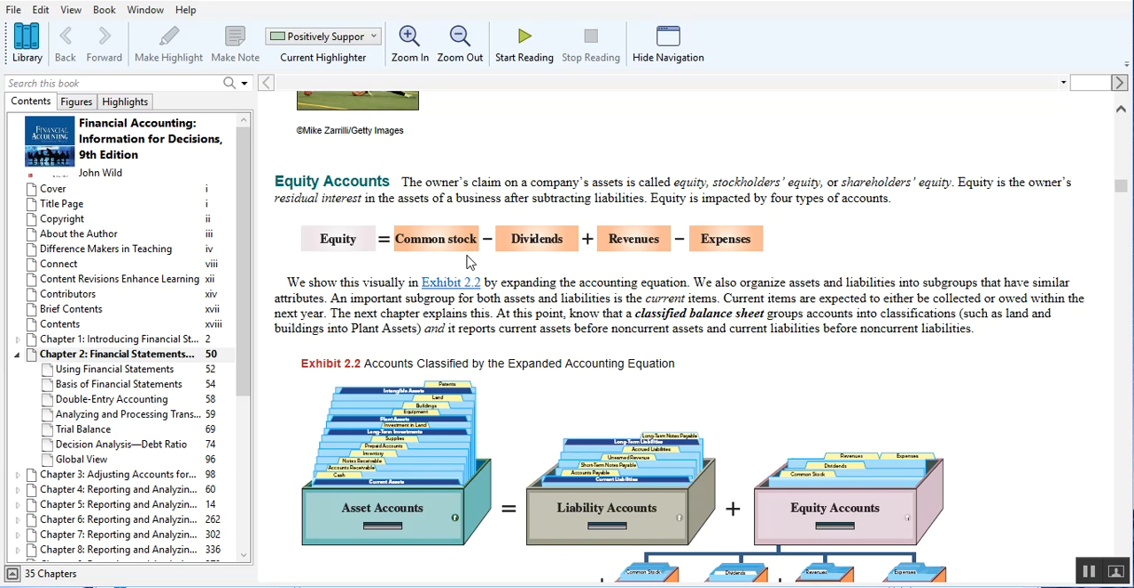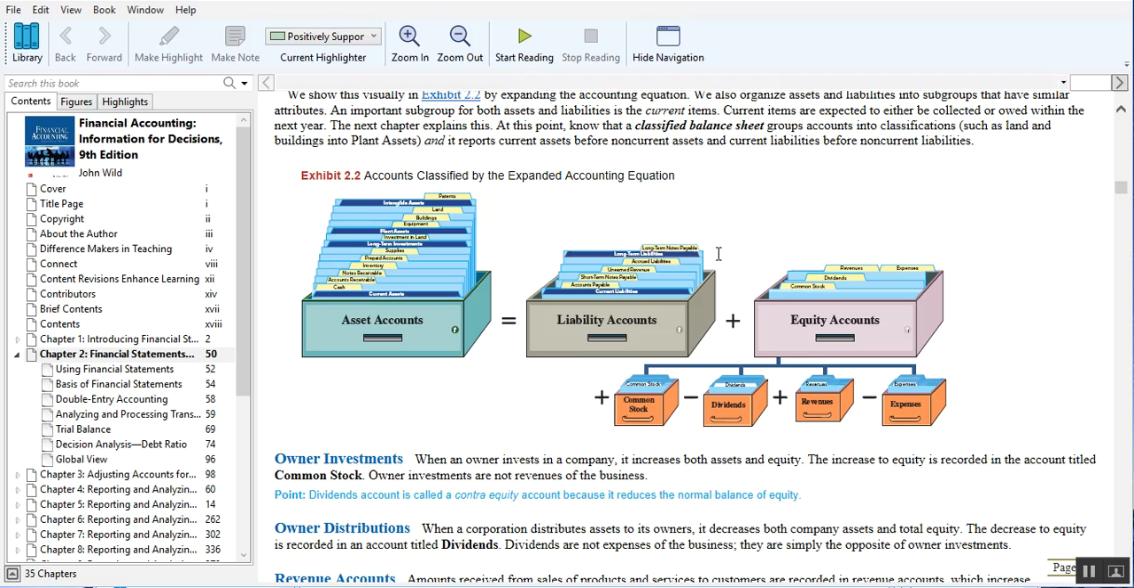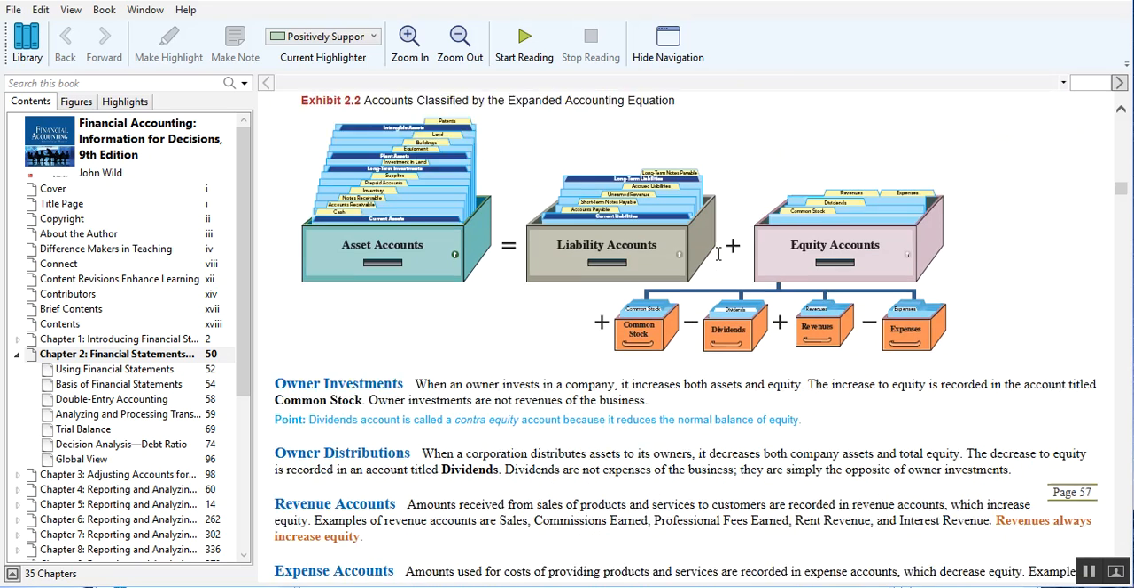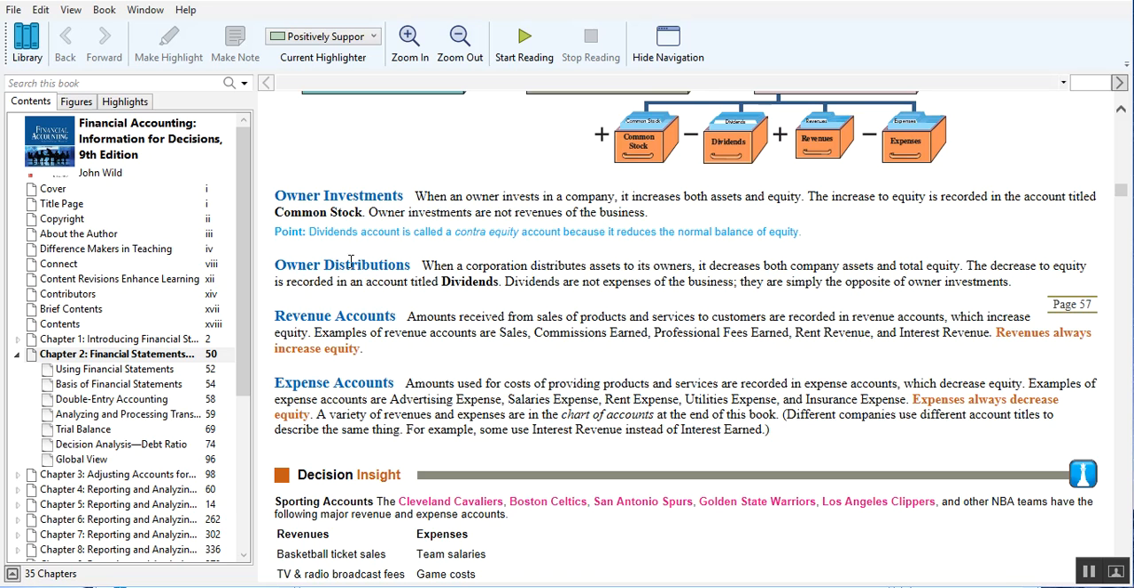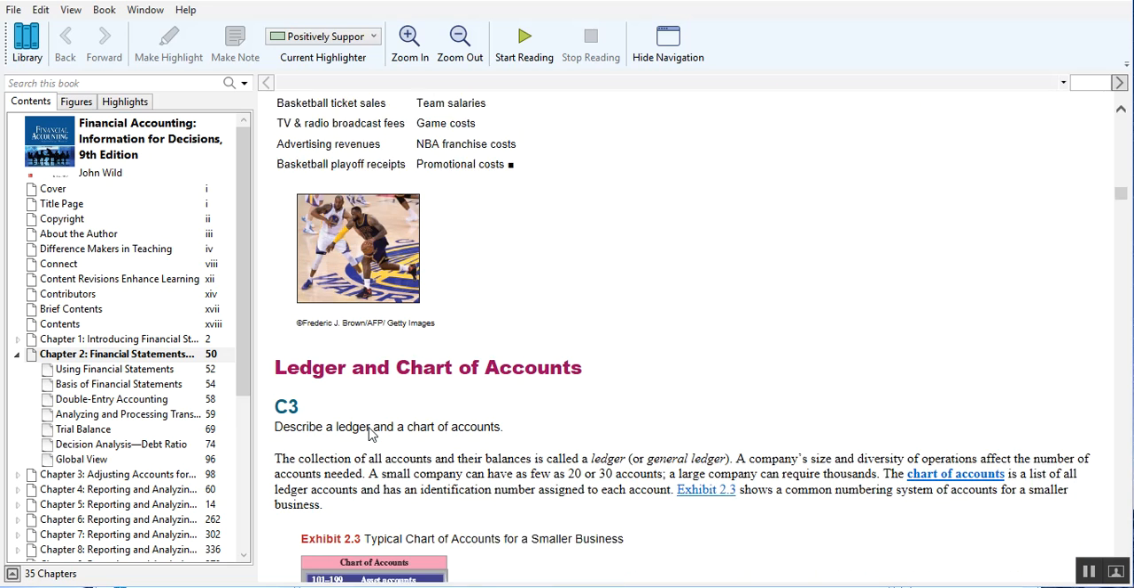Common stock, which is the shares of stock that are purchased by the shareholders that own our company. The dividends, which represent a return of some of the income to the owners. Revenues are those things that we earn when we provide a service, and expenses are those things that we spend basically for utility costs, wages, and so on. This categorizes what I just described to you in more detail.